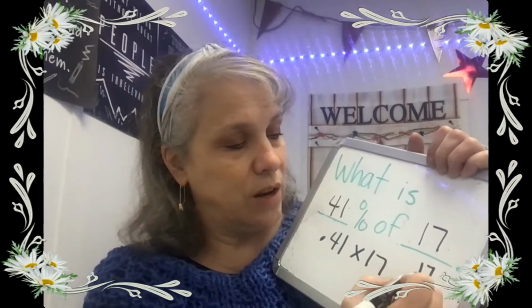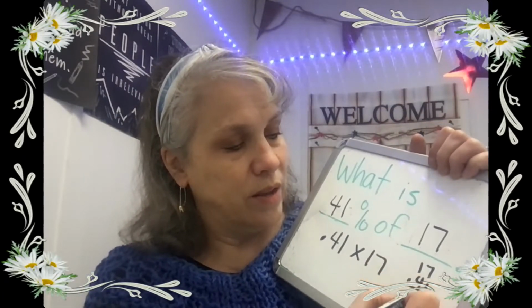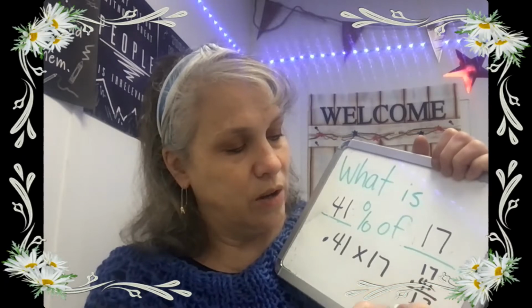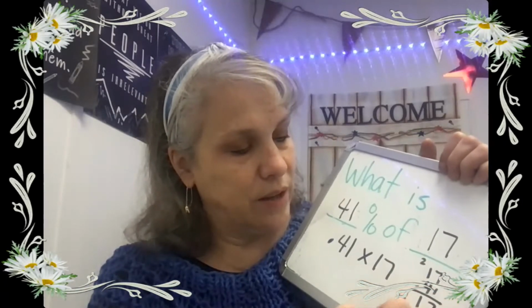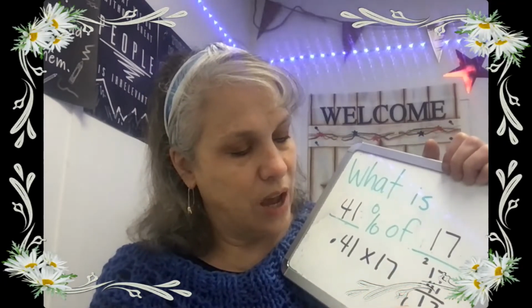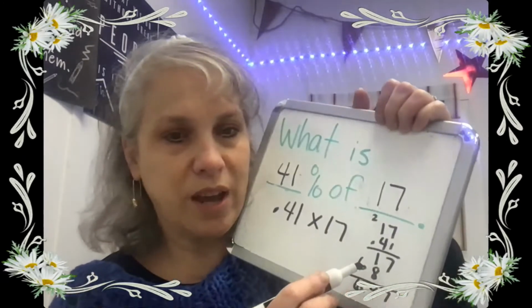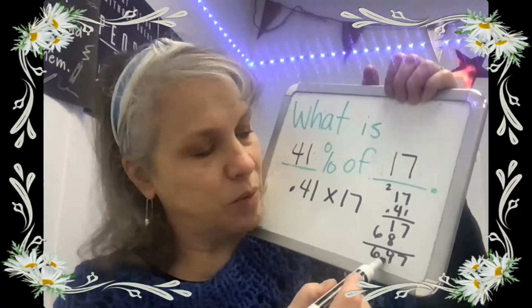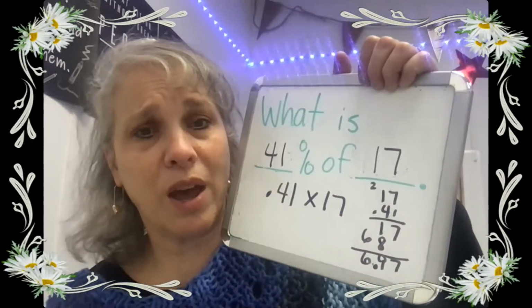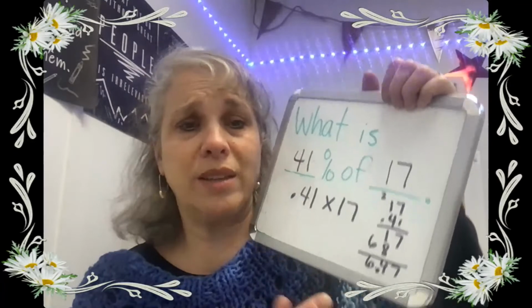So 17 times 41 is 697. And I have to remember I have two places for my decimal. So it's going to be 6.97. Now I can look at my question, make sure that makes sense.